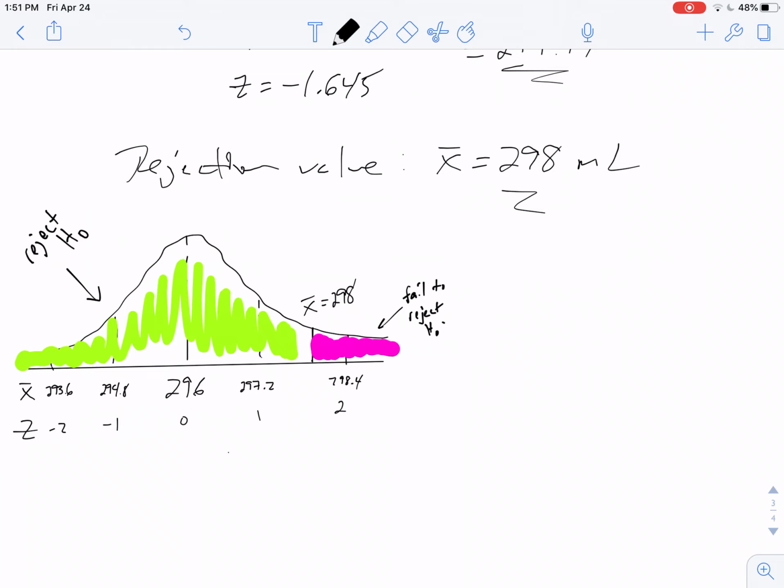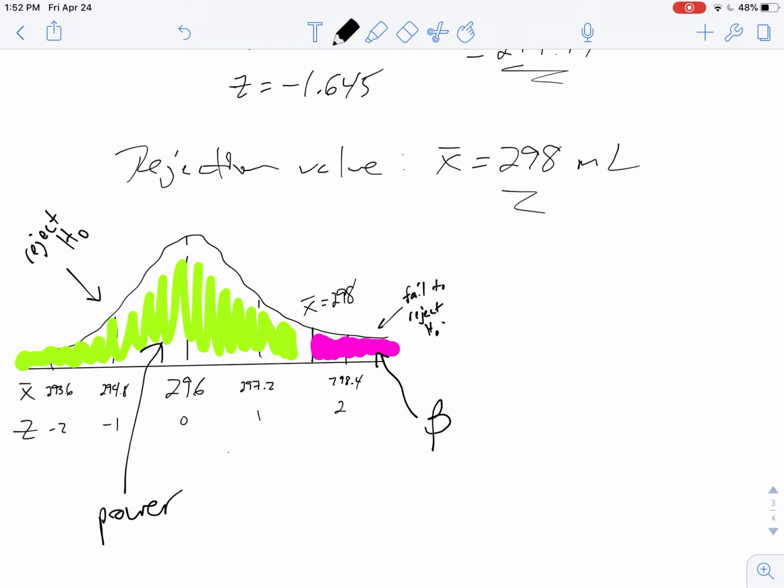Okay, so now because I know that the null is false, anytime I reject the null, that's going to be in this green region. So this green probability is what we call the power. The green region is what we call the power of the test. This pink region here is failing to reject a false null. So that's what a type 2 error is, and that's what we call beta. Beta, the probability of a type 2 error.